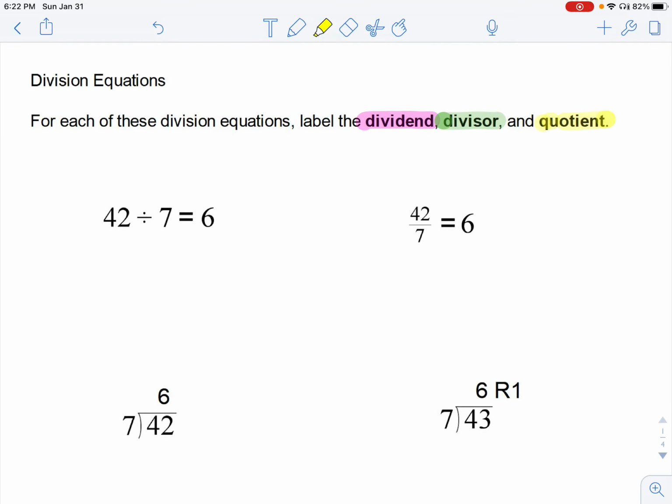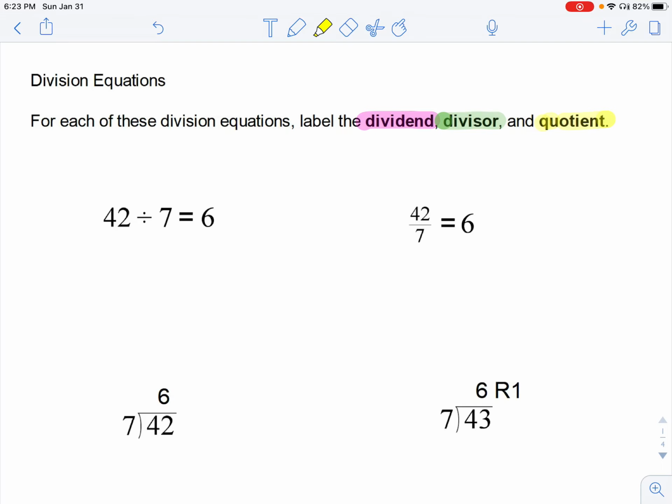Today we will be talking about some strategies for division. But first, we need to make sure we understand all our division vocabulary, namely the words dividend, divisor, and quotient. So in a division equation, you will always have a dividend, a divisor, and a quotient.